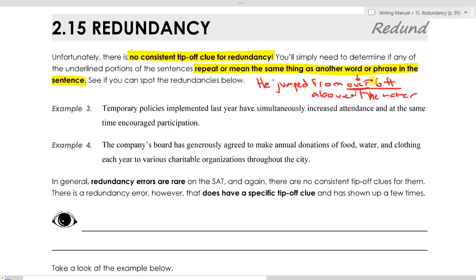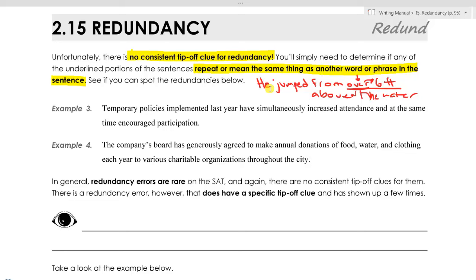Over is describing not where the guy was. It is actually describing the 6 feet. This is over 6 feet. So we have extra detail being added by this over. So you got to be careful of looking at words and just saying, well, I think the sentence could do without that. That's not what redundancy is about.